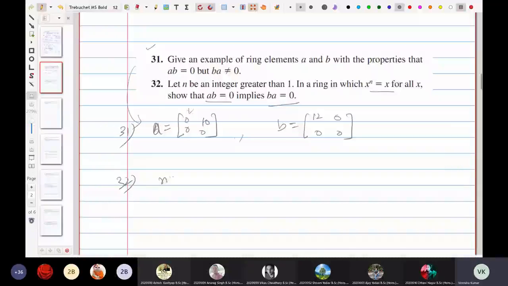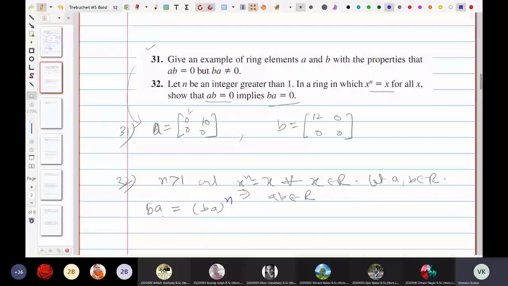So here n is any integer greater than 1, and x to the power n equals x for all x belonging to that particular ring. Fine. So it is given that AB equals 0. Let us consider BA. A and B belong to the ring, and therefore their product is also going to belong to the ring. This implies that AB also belongs to the ring.